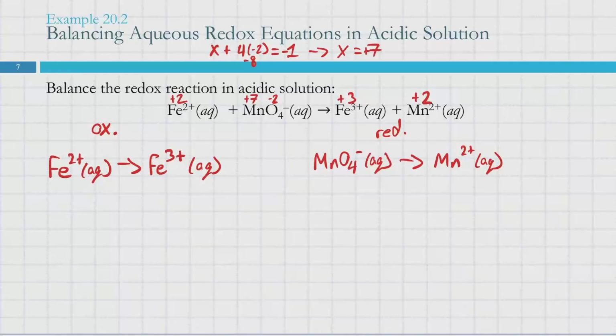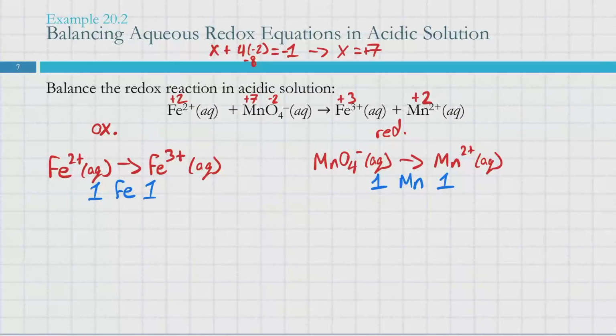Our third step is that we need to balance with respect to mass. For our oxidation half reaction, this is easy. We've got 1 iron on the left, 1 iron on the right. So that one's already balanced, nothing to do. For our reduction half reaction, we balance everything that's not oxygen and hydrogen first, so that's going to be our manganese. This is balanced. We've got 1 and 1.